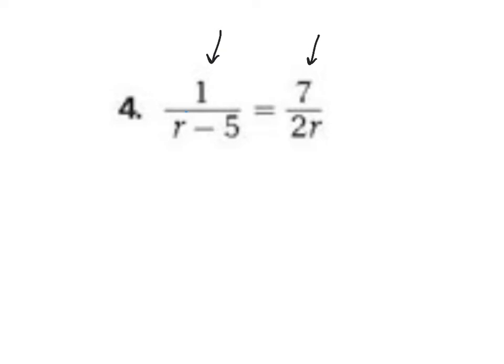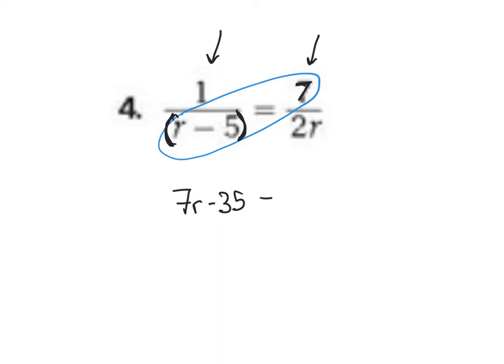Well, let's go right to our cross multiply. I'm going to cross multiply. Now remember, this is a group. So as I multiply 7 times the group, I got to distribute that 7 across. So 7r minus 35 equals cross multiply.